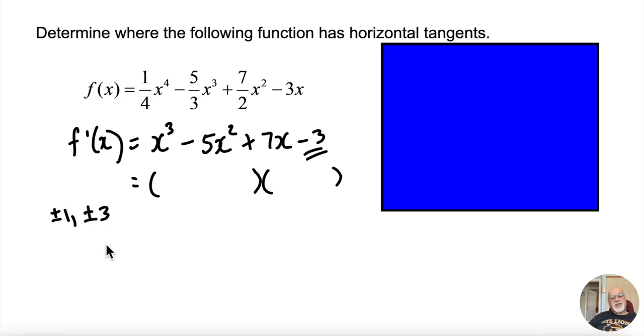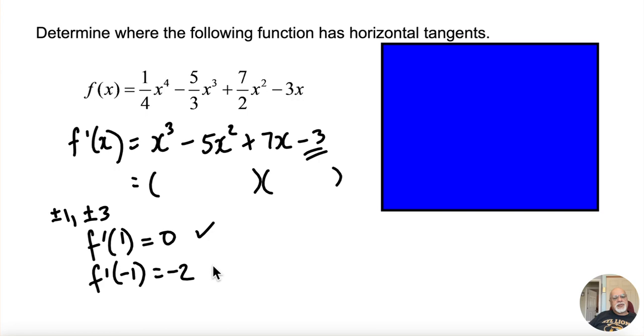And then using, if you've learned the factor theorem in your earlier days, we'll try f prime of 1. And if you do that, you'll see it equals 0. That's a good thing. So that tells me that there's a horizontal tangent at 1. Next one, if we do f prime at -1, this turns out to be -2, so that one's no good. If I do f of 3, I also get 0, so that's good.